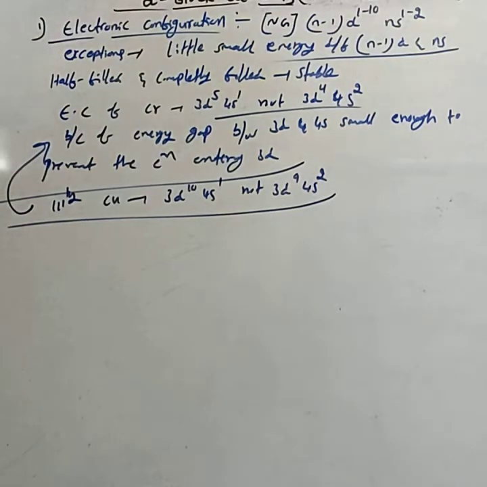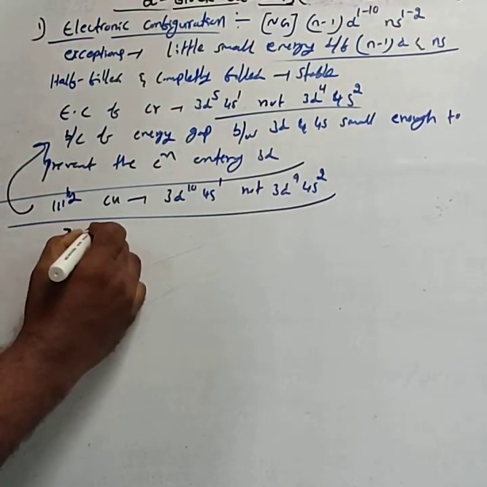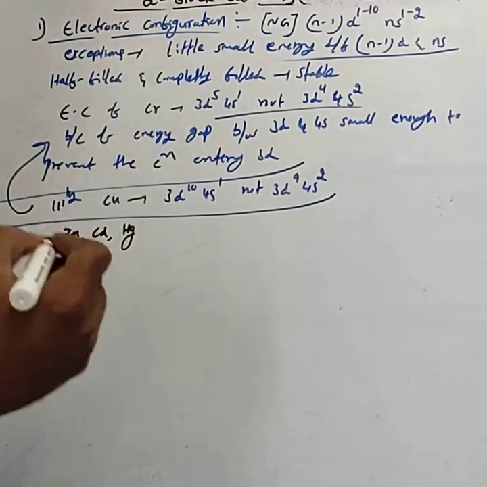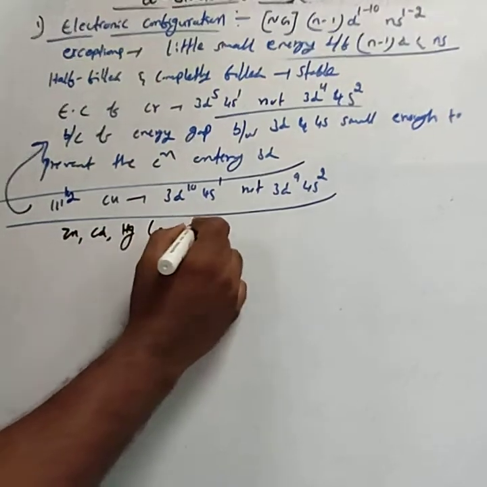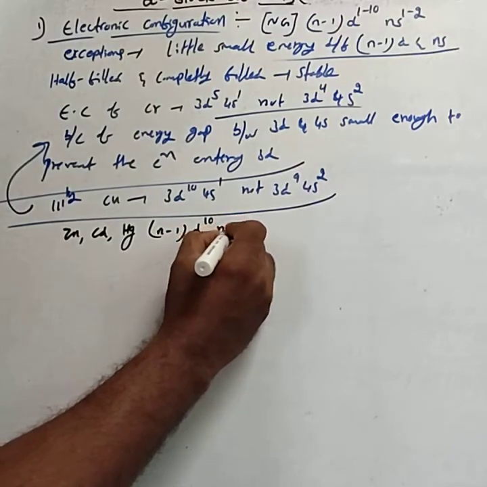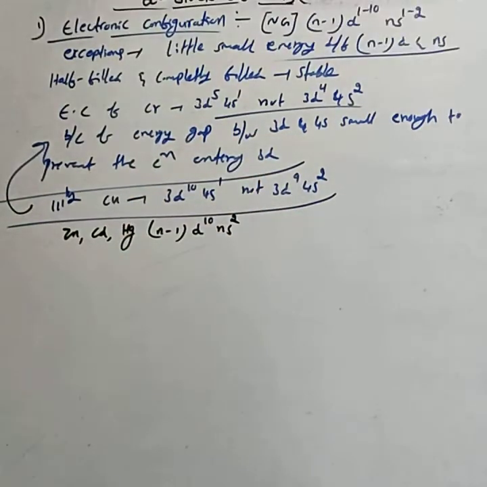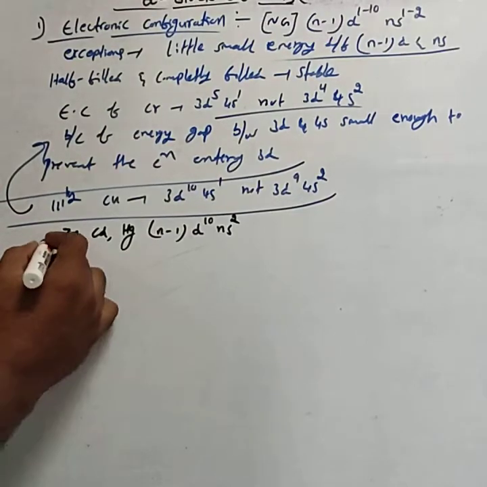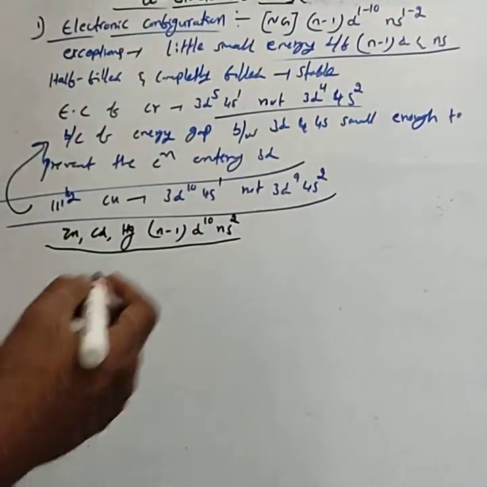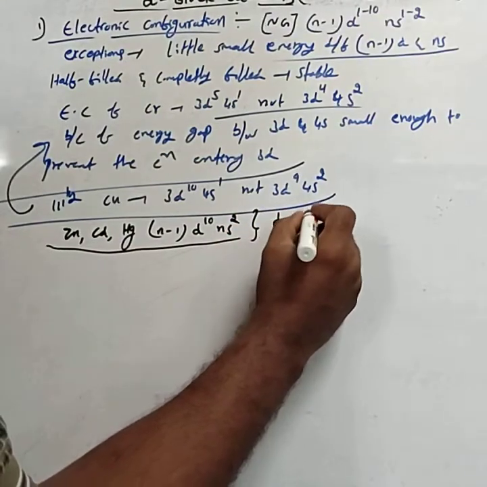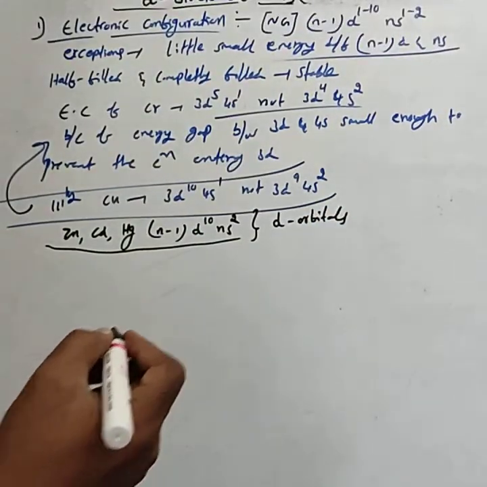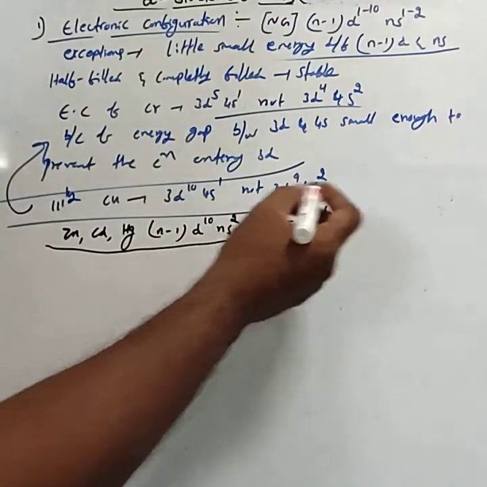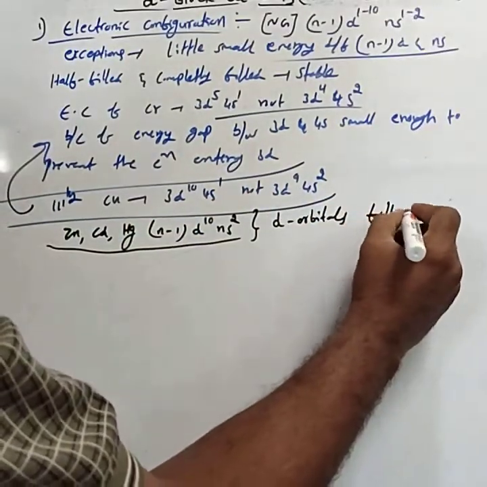Then the electronic configuration of zinc, cadmium and mercury. If you observe the configuration of zinc, cadmium and mercury, they have (n-1)d10 ns2. The d orbitals of these elements do not contain partially filled orbitals; the d orbitals of these elements are completely filled.